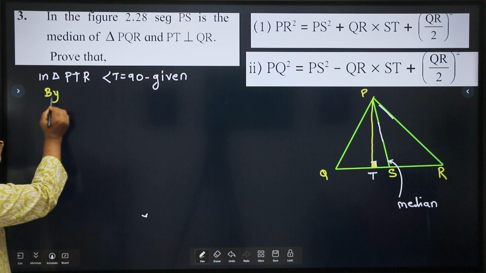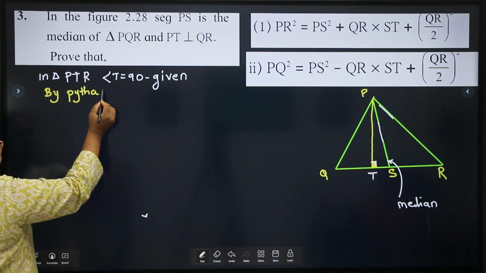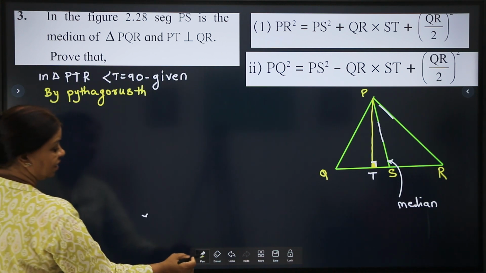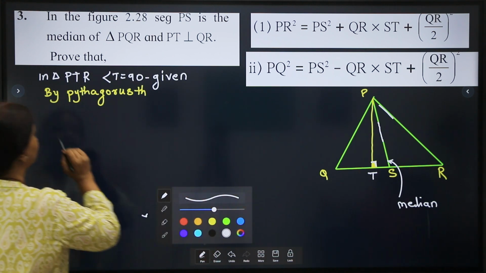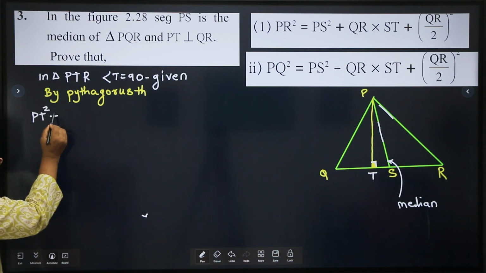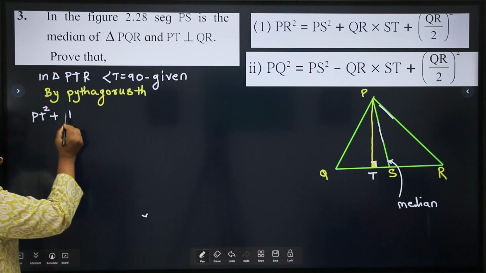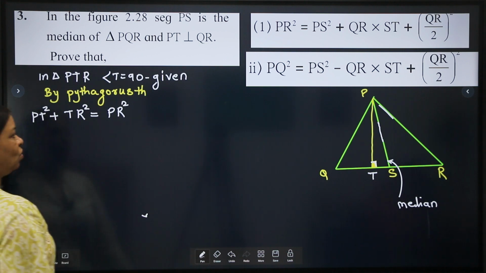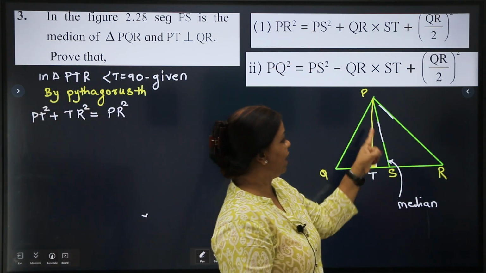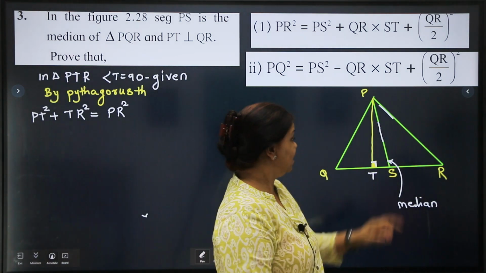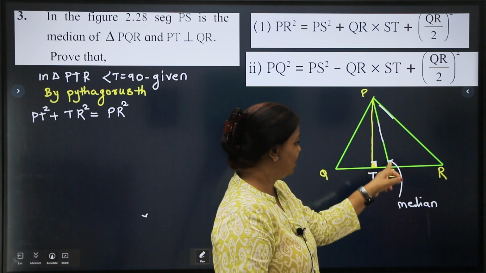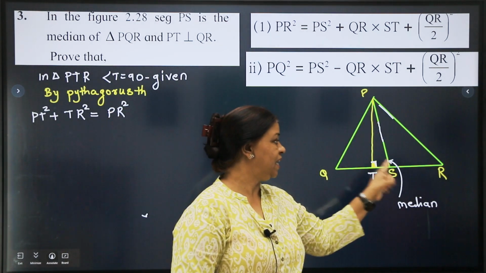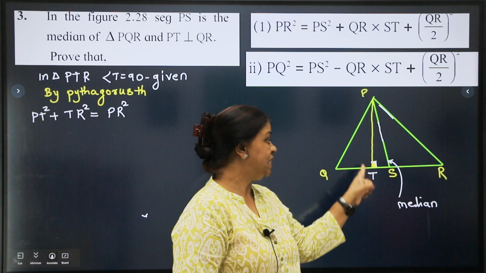By Pythagoras theorem, what will I get by using Pythagoras theorem in PTR? PT square plus TR square is equal to PR square. I wanted PR square and I got it. But I also want PS square. So PS square, again if you see, it is coming in the triangle PTS. And PTS is a right angle triangle. And I can easily get PS square by using Pythagoras theorem in PTS.